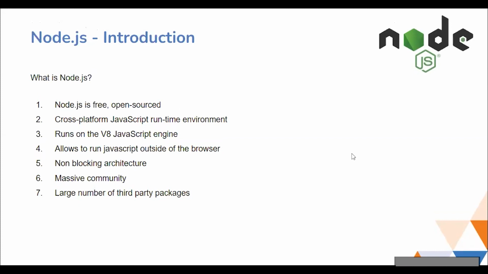Now, how have they achieved it? They have achieved it with the help of the Chrome V8 engine. We'll talk about the Chrome V8 engine in a while. Also, one important aspect about Node.js is that it has an asynchronous and non-blocking architecture. We'll also have a look at this in a short while.